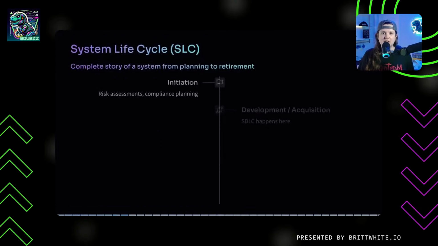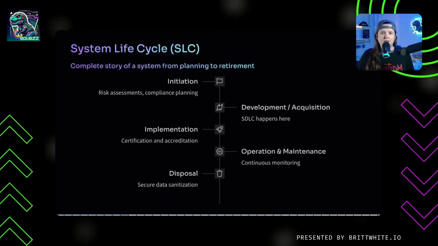Now, the SLC is the complete story of a system, not just building software like the SDLC. Think of it like building and maintaining a house. While the SDLC is like the construction phase, the SLC, or system lifecycle, covers everything from choosing the location to eventual demolition. The SLC is a comprehensive framework that manages an information system's entire lifespan, from initial planning all the way through retirement. Let's walk through this using an example in healthcare, building a patient management system.